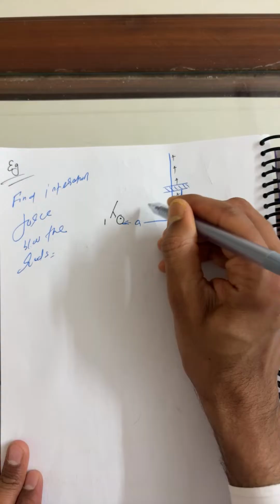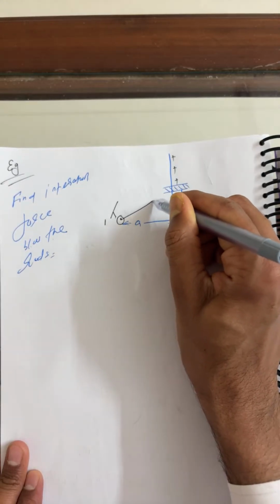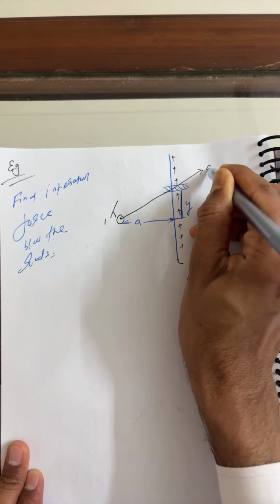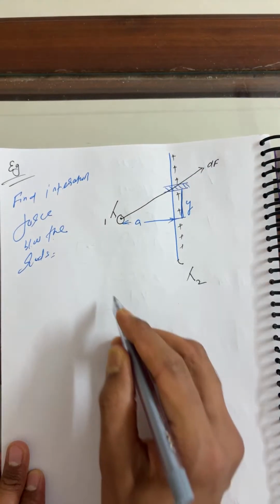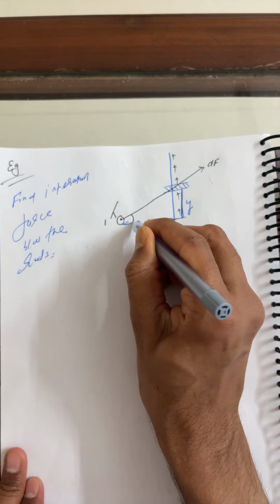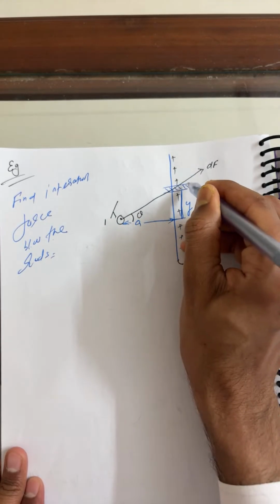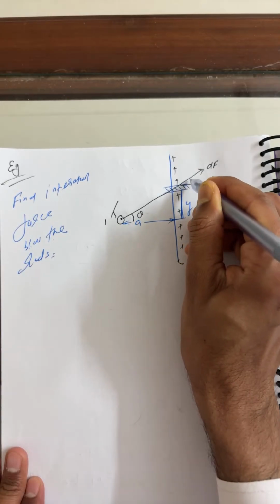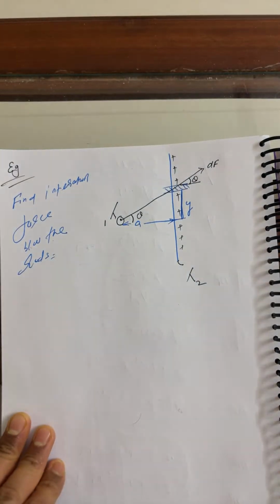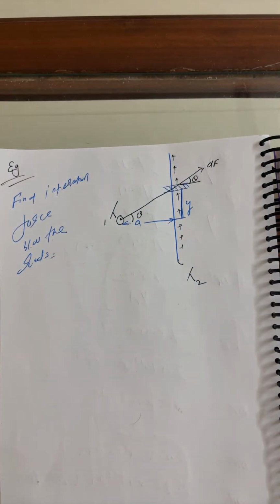So for this condition, you can make a diagram. This is the force dF. Let us suppose I'm considering this angle as theta. So you could easily say this also remains theta. Now, what more points can you take into consideration here?